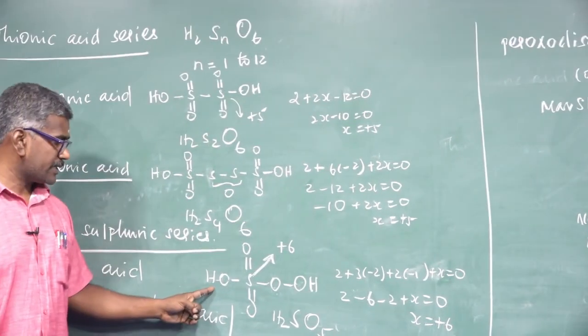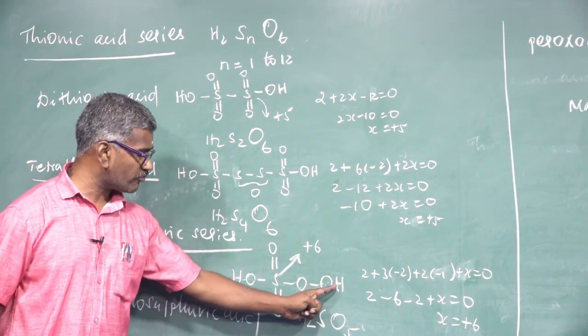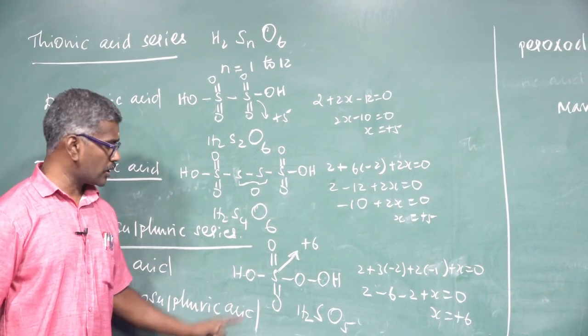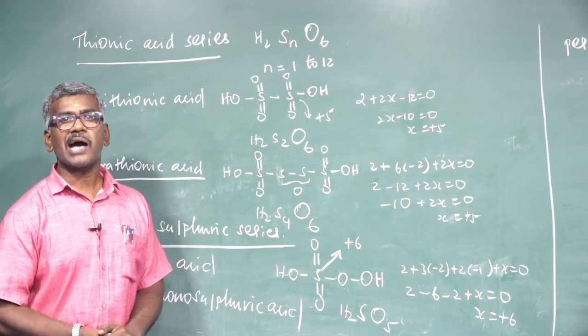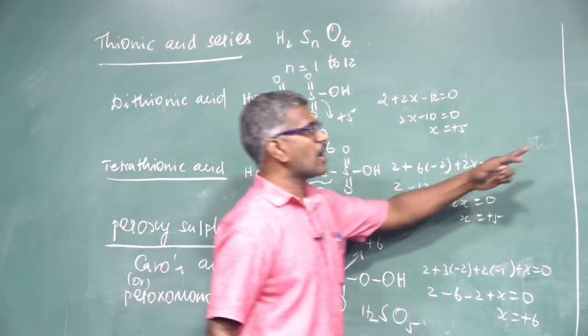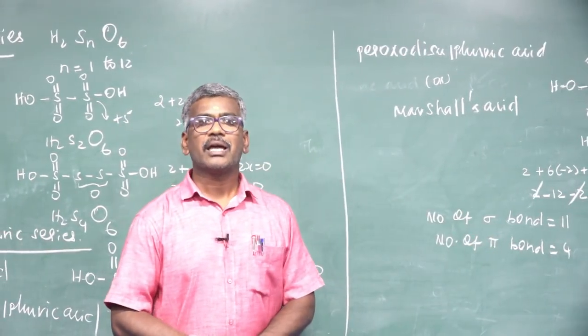For this compound, how many sigma bonds? 1, 2, 3, 4, 5, 6, 7. 7 sigma bonds. How many pi bonds? 1, 2. 2 pi bonds. Among the structures of oxyacids of sulfur, Caro's acid and Marshall's acid are very important. This type of question may be asked in NEET.